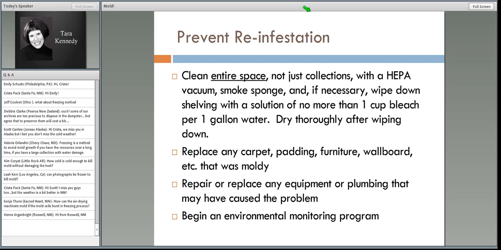And I know I feel awful saying all of these things, because all of these things cost money. So I'm sure you all have a lot of questions and concerns about that. So hopefully I'll be able to try and help you with those questions at the end of the lecture.